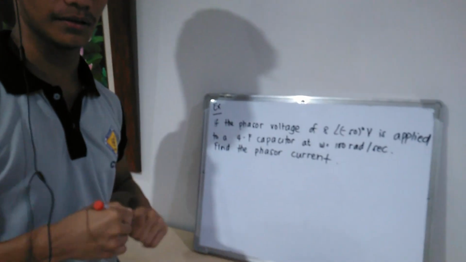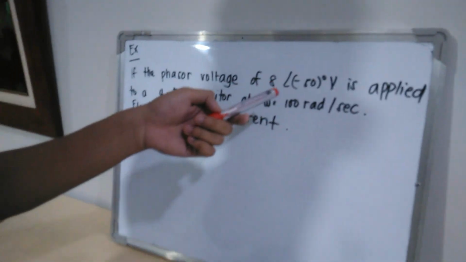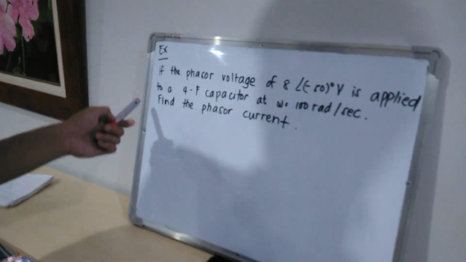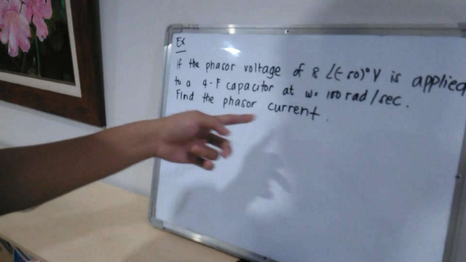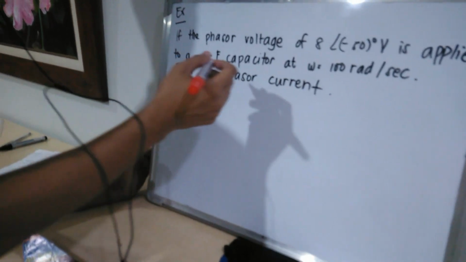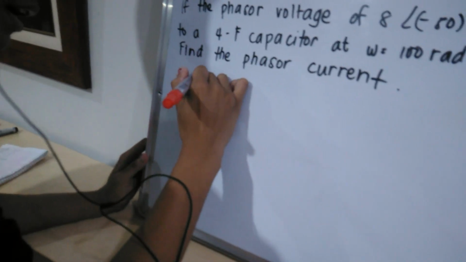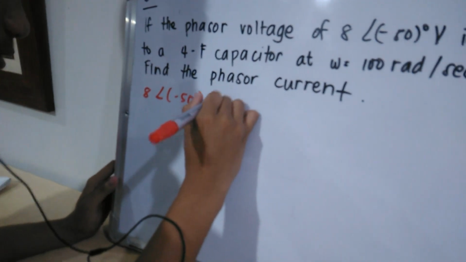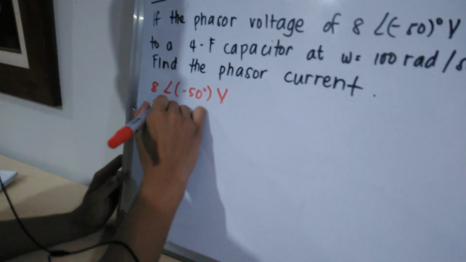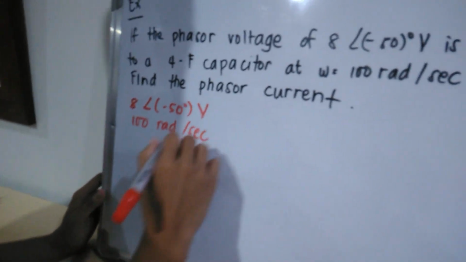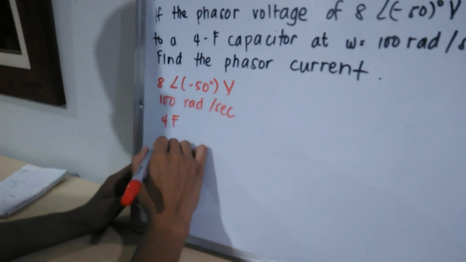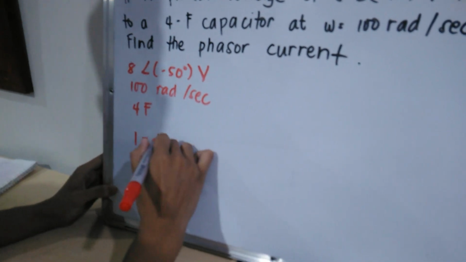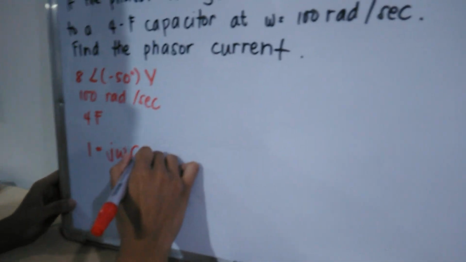So to fully understand those definitions, we'll have an example. If the phasor voltage of 8∠-50° volts is applied to a 4 farad capacitor at a frequency of 100 rad per second, find the phasor current. First we'll take down the given: 8∠-50° volts, 100 rad per second, then 4 farad. Now we have the equation I = jωC times V.